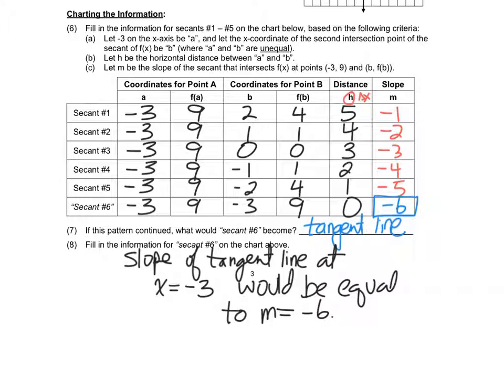What we just figured out is the speedometer reading at a particular moment. So when you look at your speedometer and it measures the actual speed that you're traveling at that particular instant, that's a derivative. So that's what we just figured out mathematically.